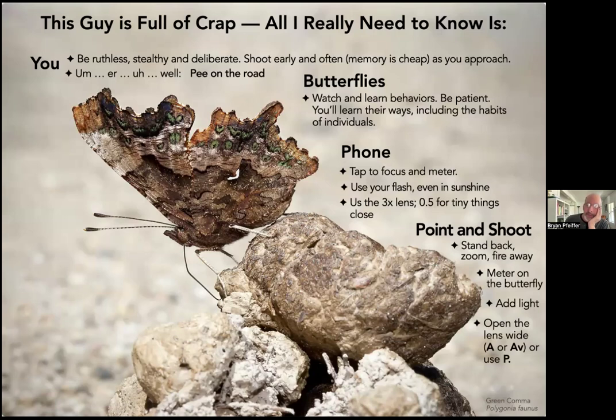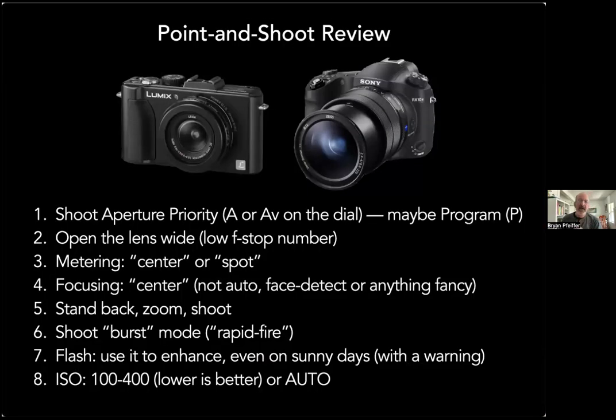Open the lens wide. These are the people who know this. Open the lens wide and shoot aperture priority, or this program mode, which we can talk about if anybody has questions about it. So that's the point and shoot settings. I won't go into this because I really want to end in just a couple of minutes.